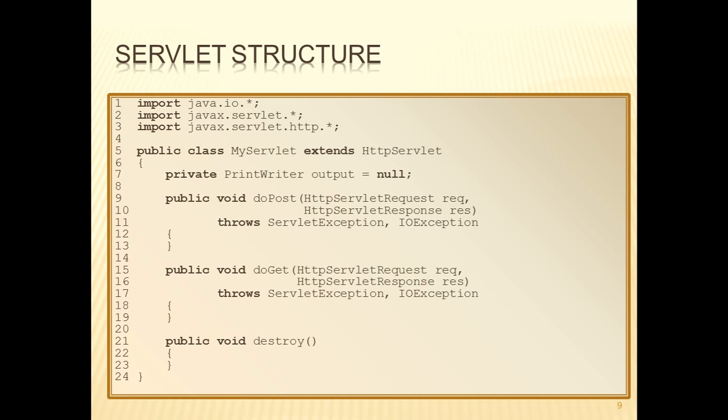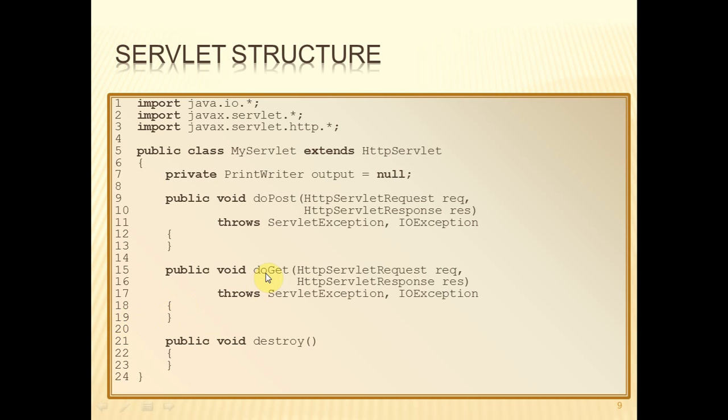And what we have to do then is to override those inherited methods that we're interested in. One of the inherited methods is the doGet method, which we can see on lines 15 to 19.